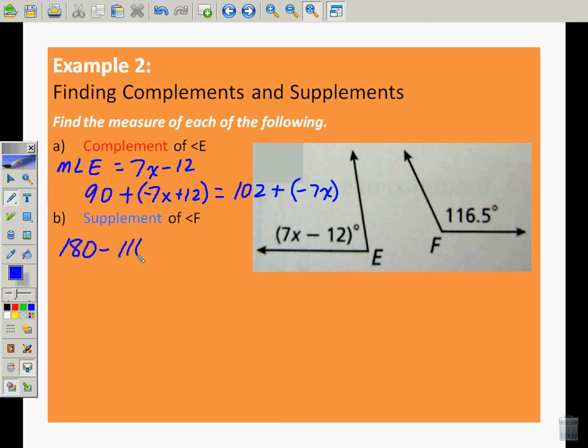116.5. That is going to give me 63.5. Doing a little mental math there. Okay? It's good for the brain. I like it. I like it. Makes me happy. All right?